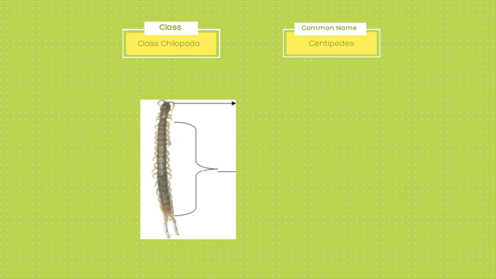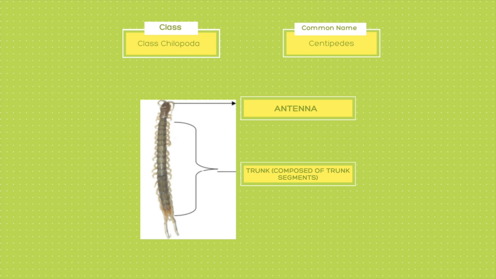Under class Chilopoda, we get to see the commonly known centipede. At its anterior-most area, we see two protruding tubes, which is the first pointed structure called the antenna, which helps the centipede detect prey. The centipede is vertically elongated. As such, this whole length is the second pointed structure called its trunk, which consists of multiple trunk segments stuck together.